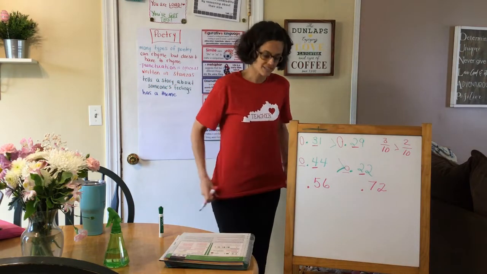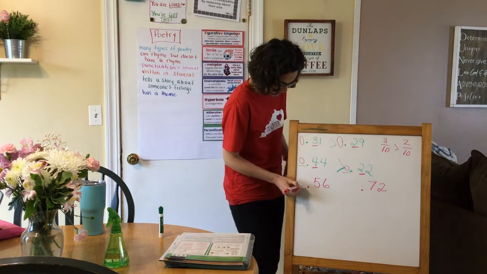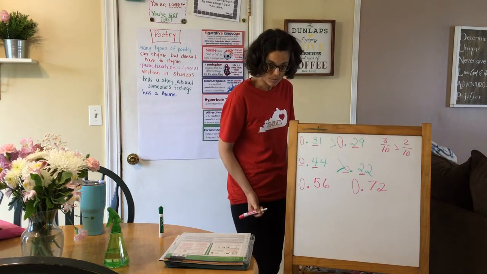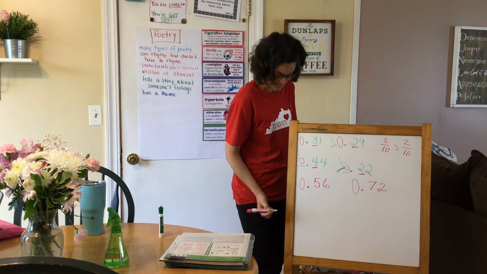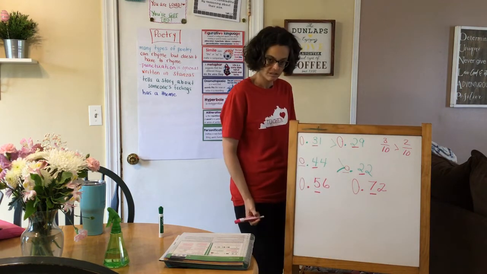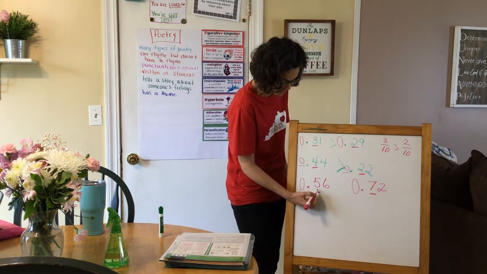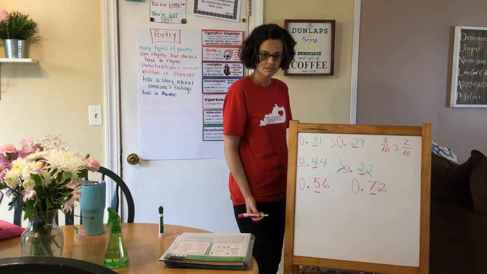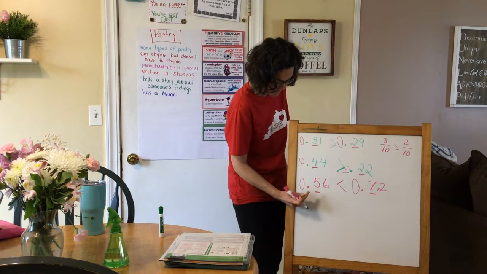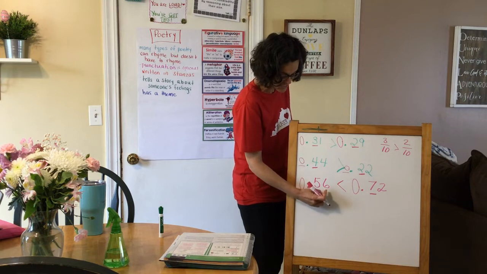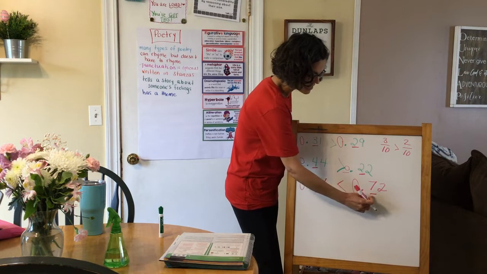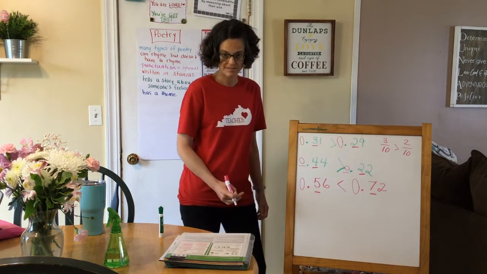All right, so let's take a look and talk about it. We both have whole numbers, they're both zeros. So we have to go to which place? The tenths. So we go to the tenths, 5 and 7. All right. Which is greater, 5 tenths or 7 tenths? 7 tenths. So this is going to be greater. So we're going to say it with me, 56 hundredths is less than 72 hundredths.